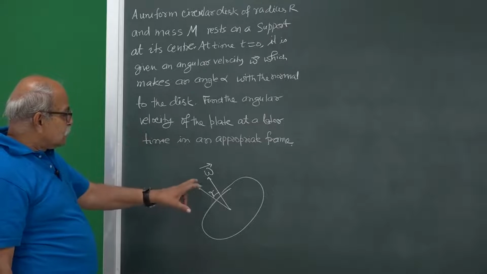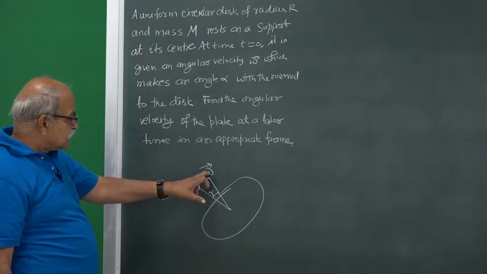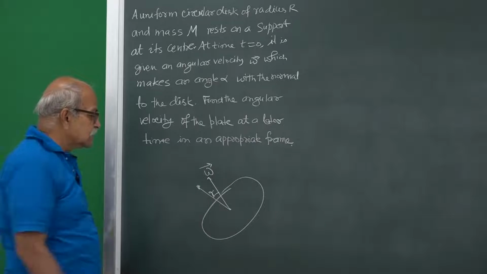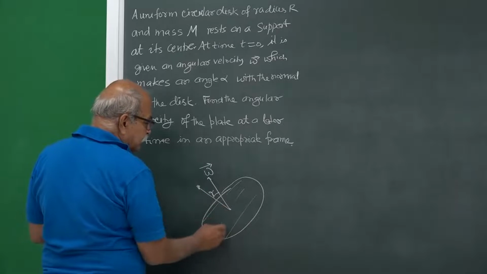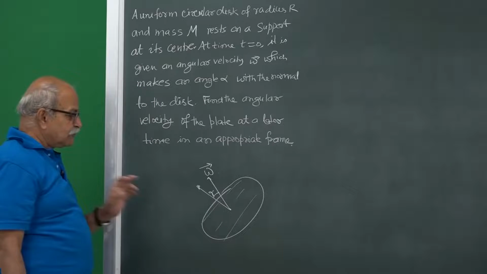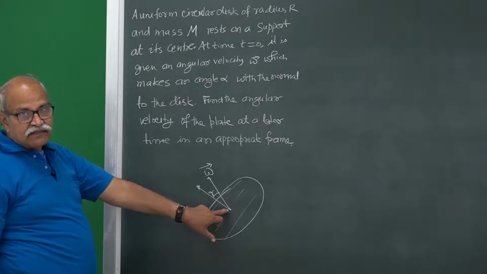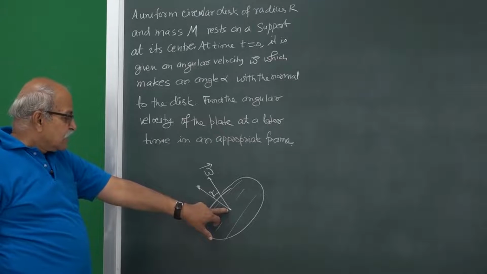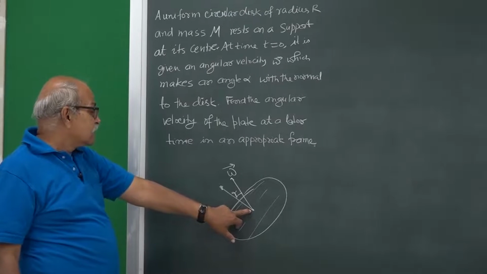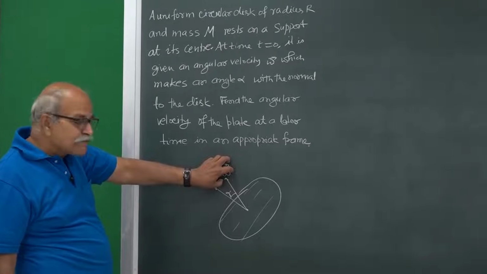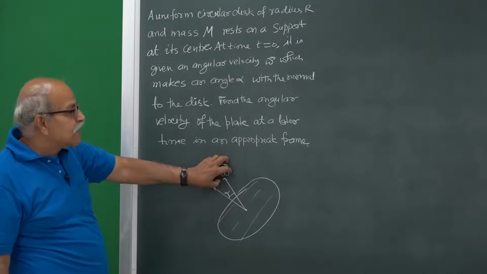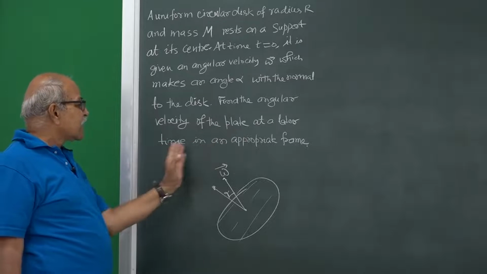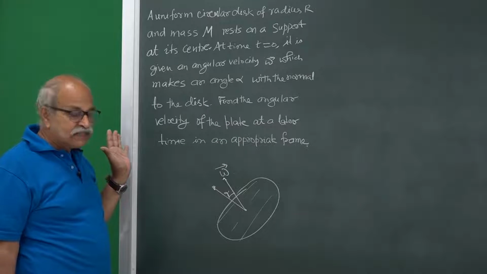At t equal to 0, it is given an angular velocity omega, which makes angle alpha with this normal to the disc. This is a circular disc and it is supported at the center, and therefore, there is no torque, right. It is just supported at the center. So, weight etc. are not important for us, and no torque is applied; this angular velocity is given at t equal to 0 and then it is left. Your question is to find the angular velocity of the plate at a later time in an appropriate frame.